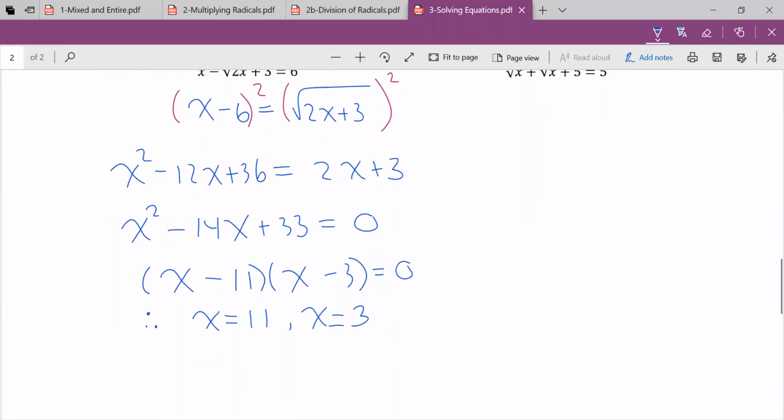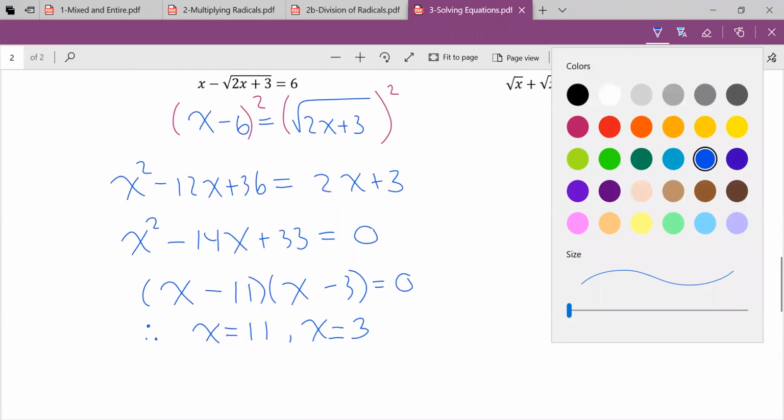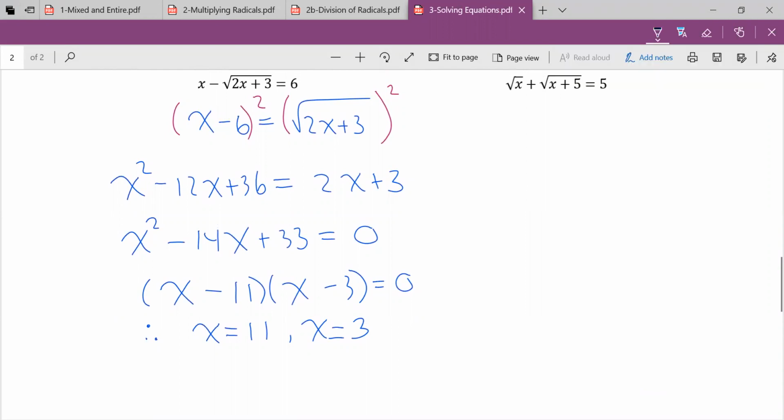So to verify my answer, I'm going to sub it back into the original equation. So I'm going to verify, let's just go to black maybe. And so I'm going to verify this. And I'm just going to do it over here. I'm going to run out of room here, okay? I apologize. So I'm going to verify this.